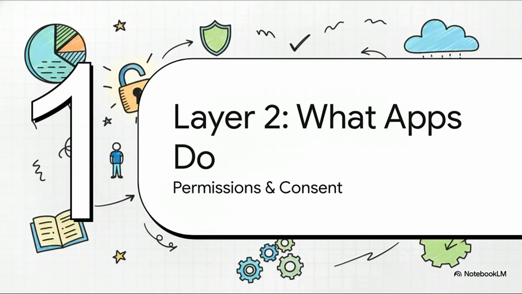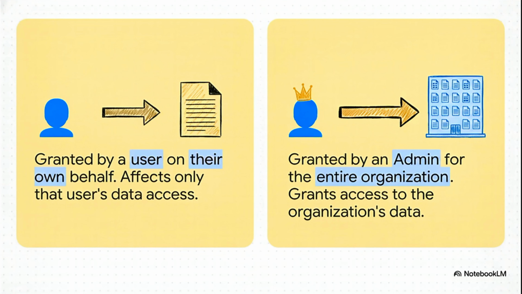This is like the key card that gets you into the building, but it only works on specific floors or for certain rooms. We're no longer just asking who gets in, we're asking what the applications they use are allowed to do for them. And this is where things get really, really important. You have two main types of consent. On one side, you have user consent. That's just an individual person allowing an app to access their own stuff.